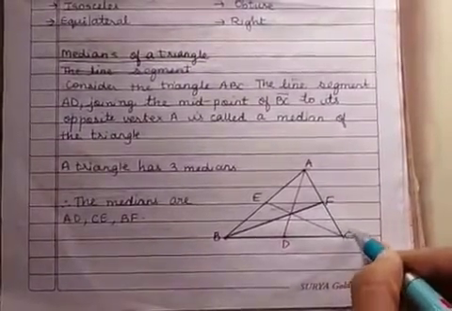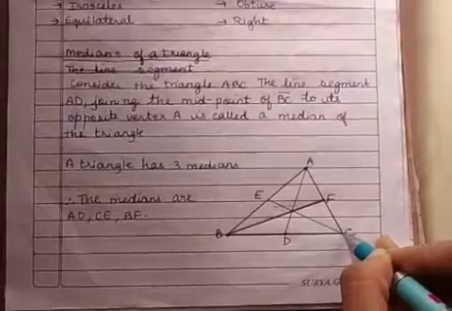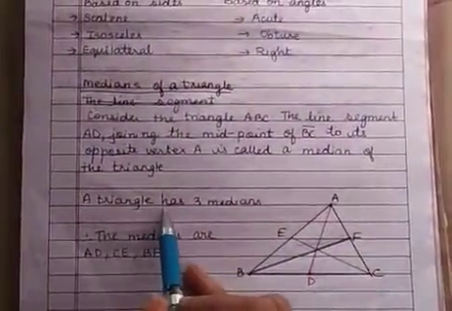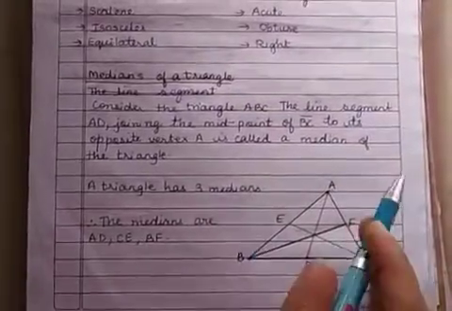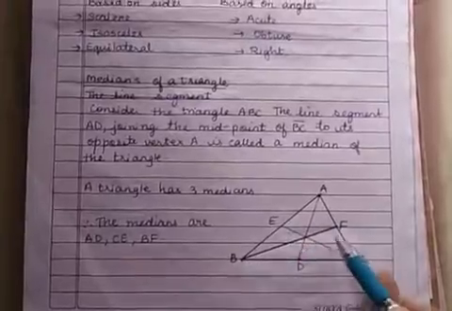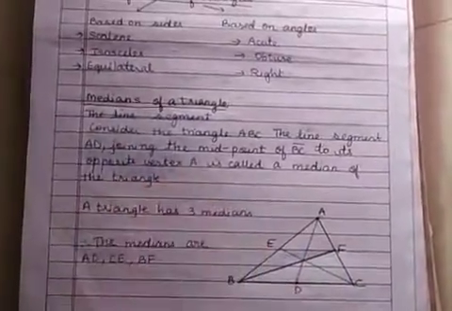So we have a third vertex. So from C we draw the third median. So a triangle has three medians. So which are they in this figure? AD, CE and BF. So I hope the definition of median is clear.